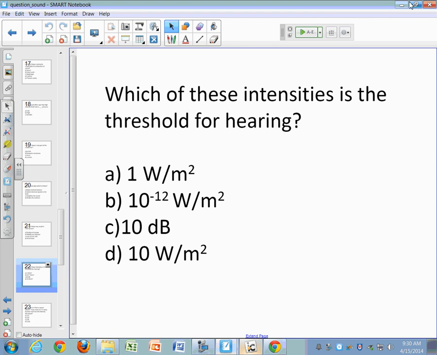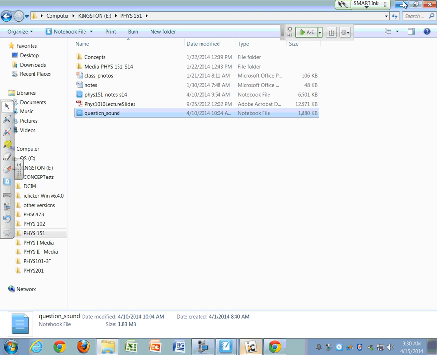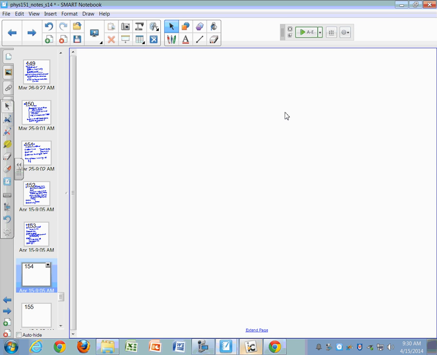Okay, we'll look now at intensities. We're going to look at the intensity of sound and then also the intensity level of sound, the sound intensity level. Those sound very similar, but they're actually quite different. They're related, but they're different. So you'll need to know the difference between those.